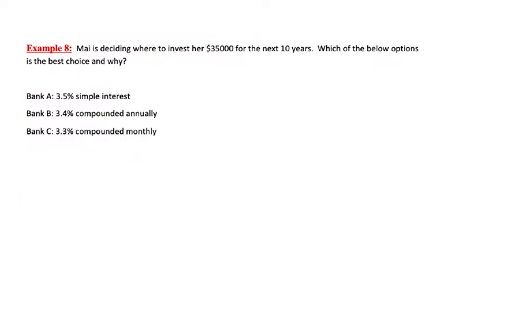Okay, this last question is a very popular question on exams because it requires you to do a little bit more than just calculate. You have to do some thinking and analyzing. Basically, the idea is May is deciding where to invest 35,000. So we know the starting amount will be 35,000, and she'll leave it in the bank for 10 years. So the time is 10 years. But she's choosing between 3 different banks, Bank A, Bank B, and Bank C.